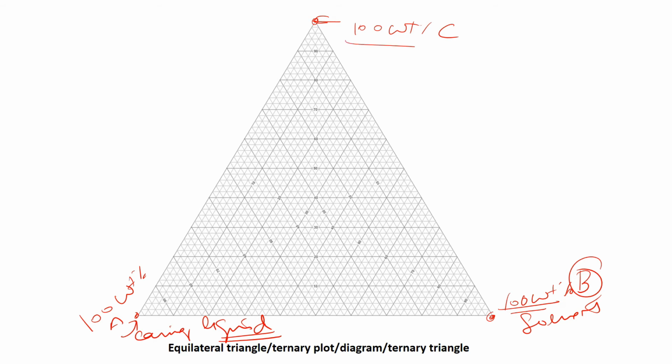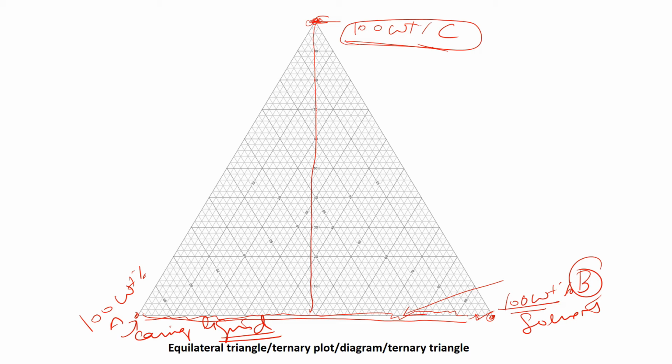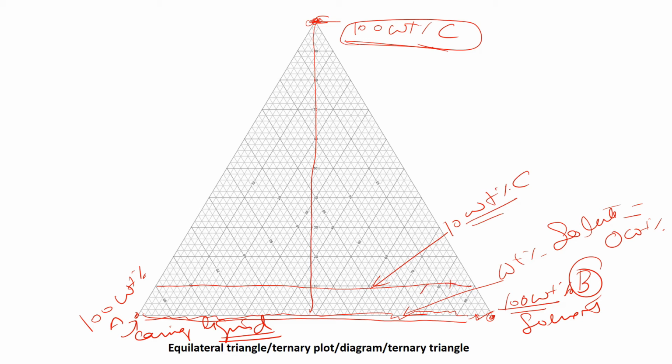So this is your 100 weight percentage C, this point. The same rule applies here. You just come to the opposite side, the base. Any point on this line, in the baseline, the weight percentage of your solute will be equal to zero weight percentage. And then this is your 10 weight percentage of your compound C. Any point on this line, the weight percentage of your C should be equal to 10. I think this is easy.